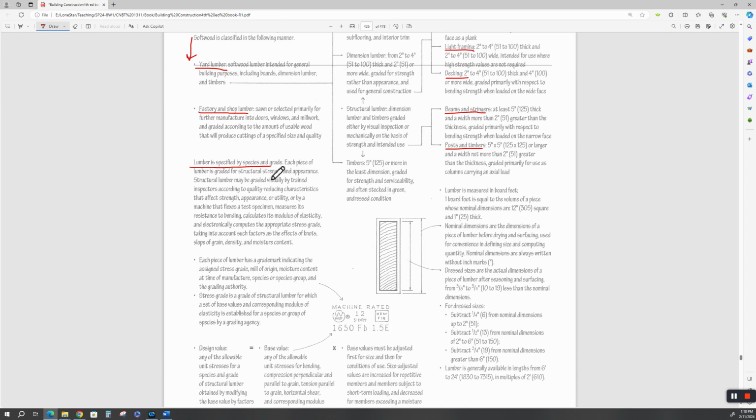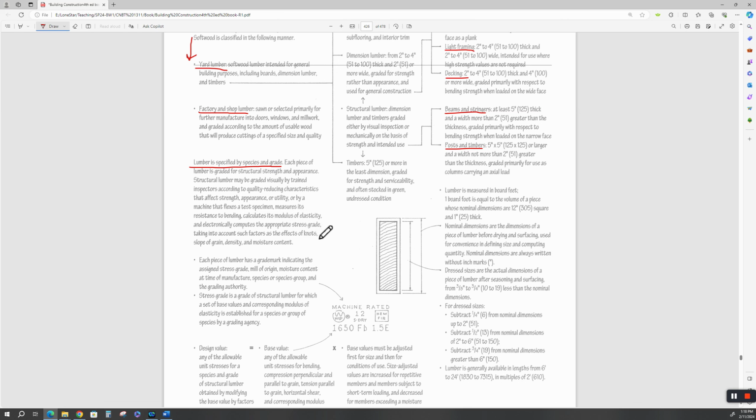Lumber is specified by species and grade. Each piece of lumber is graded for structural strength and appearance. It may be graded visually by a trained inspector or by a machine that tests a specimen. In other words, they take a test specimen and compress it, just like concrete. It measures the resistance to bending, calculates its modulus of elasticity, etc.